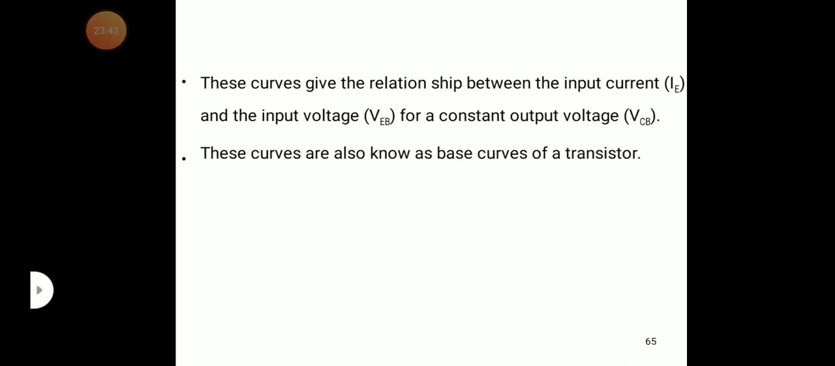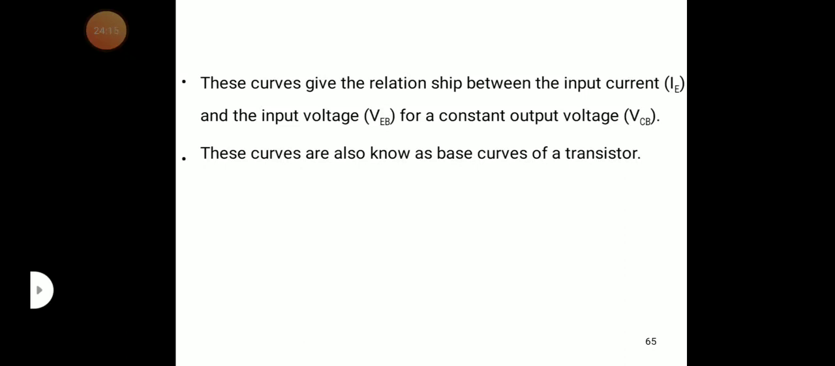We try to find the input characteristics. What are the input characteristics? The input characteristics curve gives the relationship between the input current, that is the emitter current, and the input voltage, that is the emitter to base voltage, for a constant output voltage. The output voltage is the collector base voltage, so it is for a constant collector base voltage.